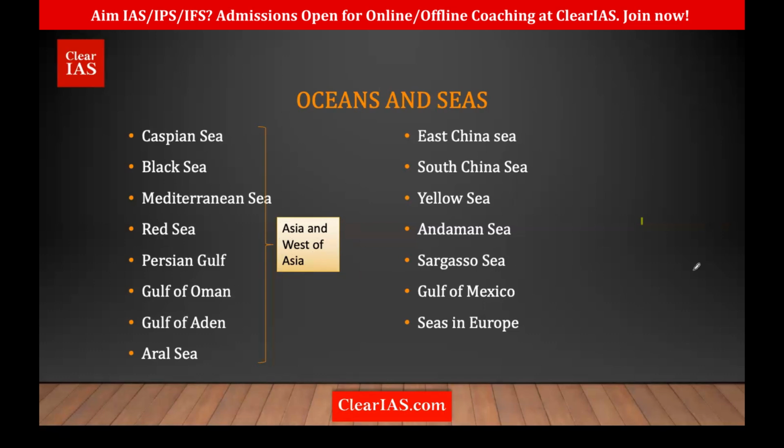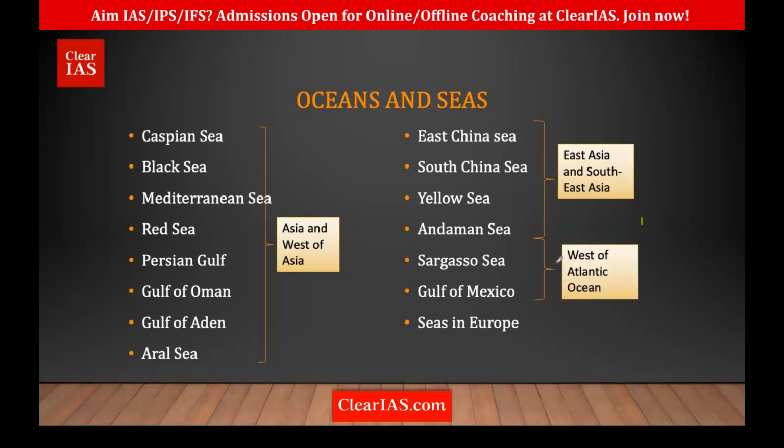Okay, when we saw the places also, we saw these seas in the neighborhood, right? Then this is actually in the Southeast Asian region, East Asia and Southeast Asia. Then we have the American ones, west of the Atlantic Ocean, Sargasso and Gulf of Mexico. We will not discuss the seas in Europe in detail because it is not that important. We'll just see the important seas. That's it. That is seas in Europe.